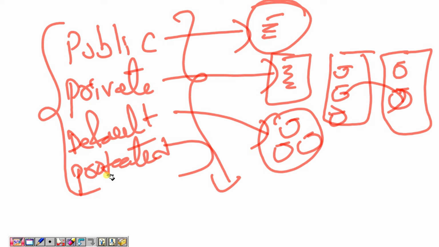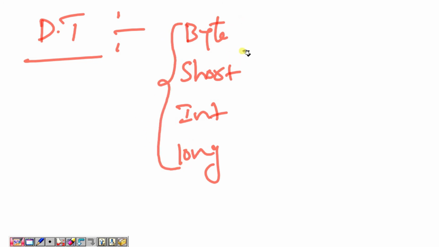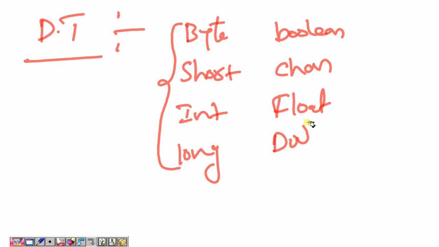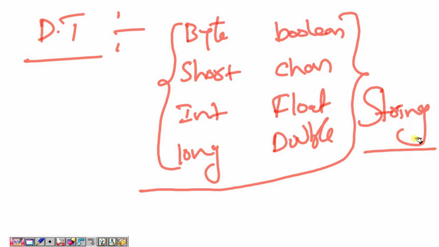Apart from this, you want to go for the data types. If you want to store any data in a variable, you can use some data type like byte, short, int, long. This is one type of data types. And then boolean, and after boolean we can go for char, float, double. Apart from all these, another one is there, string. This is also one of the data types.